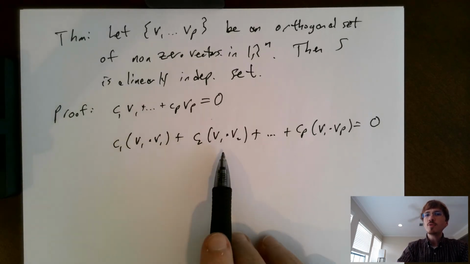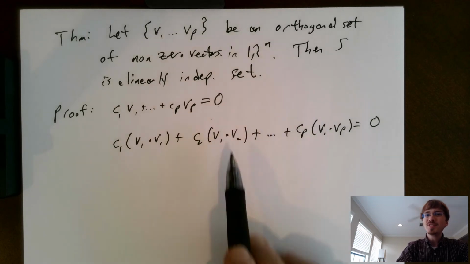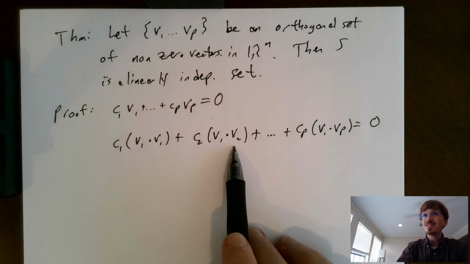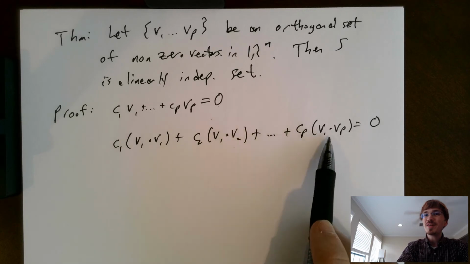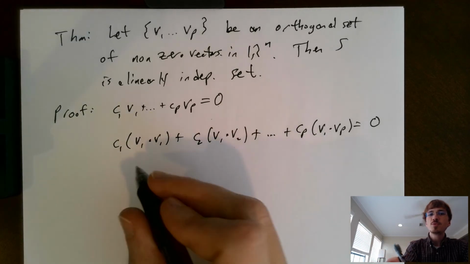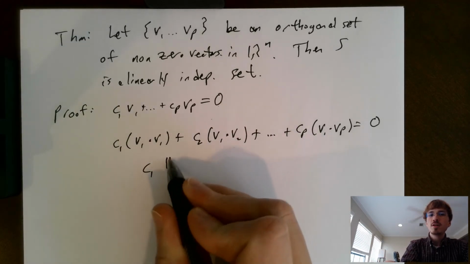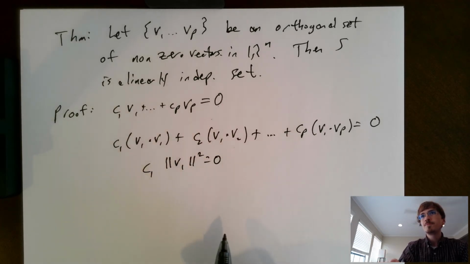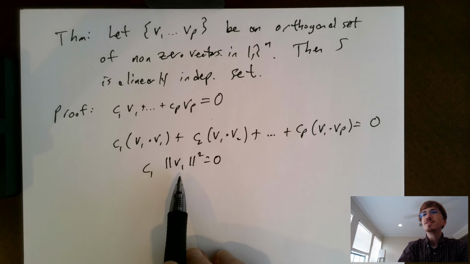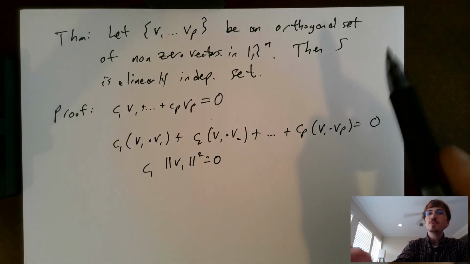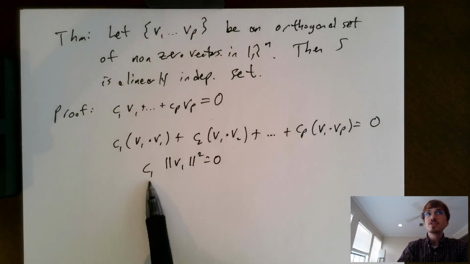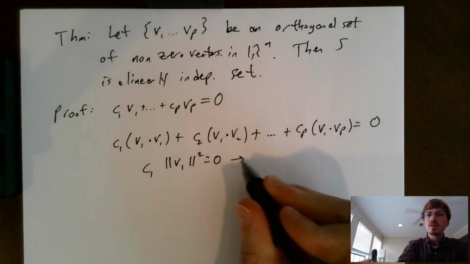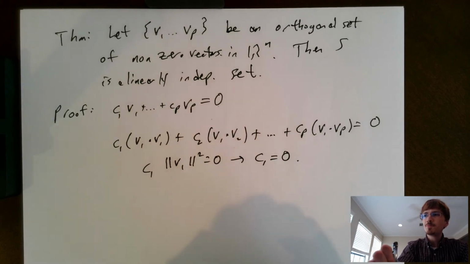All right, so what do we know? We know that this is an orthogonal set. So what's v1 dot v2? It's 0, right? And all the way down, v1 dot vp is also 0. So we're left with c1 times the magnitude of v1 squared is equal to 0, because v1 dot v1 is the magnitude squared. I know that v1 is non-zero, so that means necessarily that c1 has to be 0.